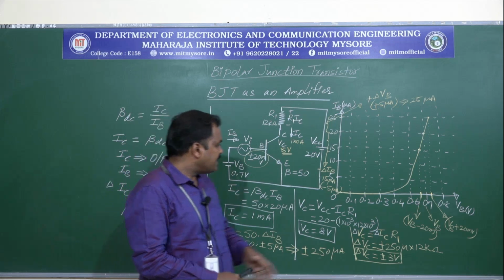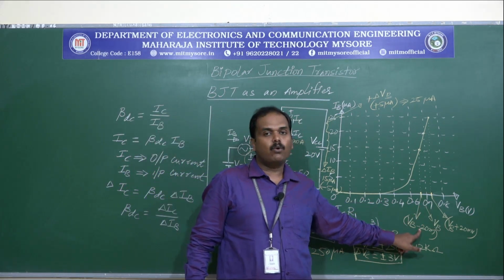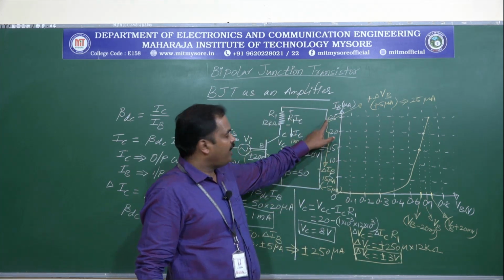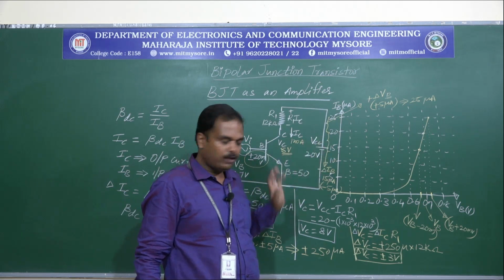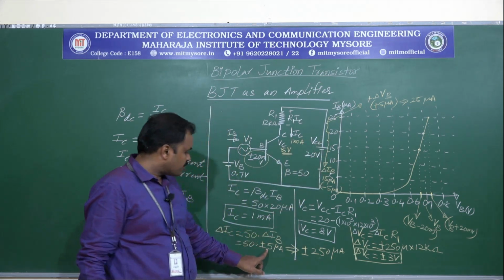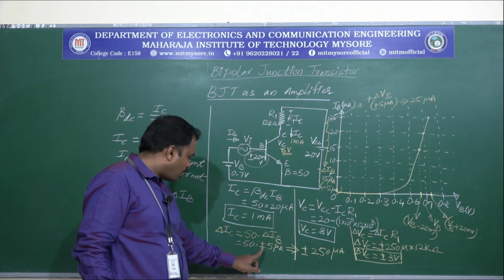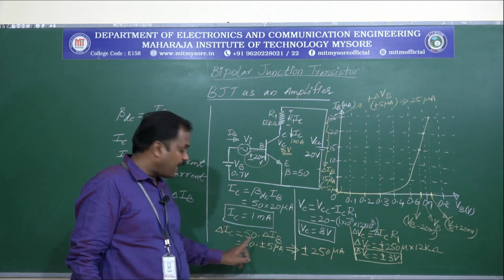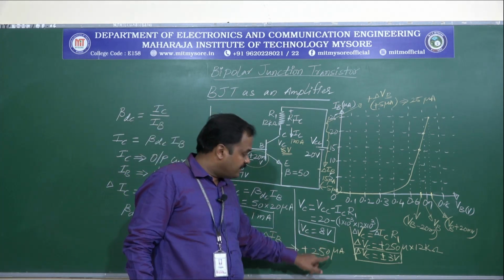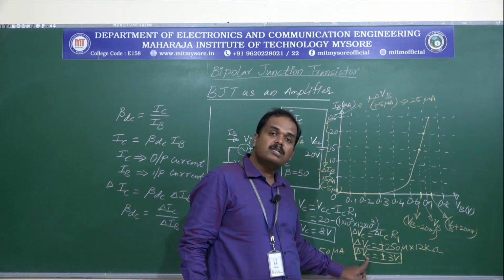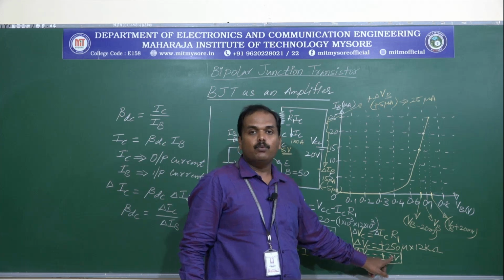Because there is a change in the input voltage by plus or minus 20 millivolts, this has caused a change in the input current IB by plus or minus 5 microamperes. This change in the input current has caused a change in the output current IC by plus or minus 250 microamperes, and this change in turn has caused a change in the output voltage by plus or minus 3 volts.